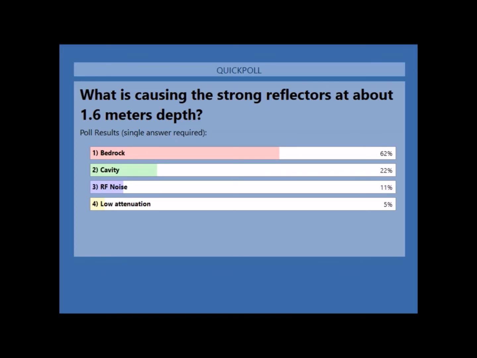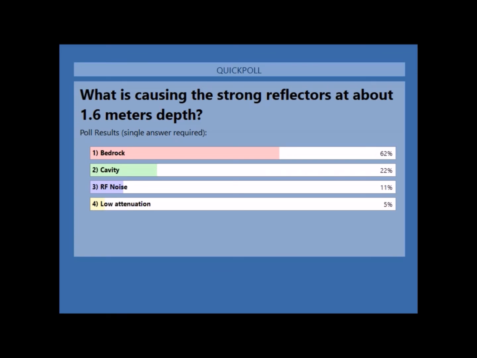So 62% of you said bedrock, 22% cavity, 11% RF noise. The answer is none of the above, which I should have had. I'm sorry, I screwed this one up. I didn't make that one of the results. The GPR line is so out of context that you could never be expected to interpret it correctly. It would be pure guess.